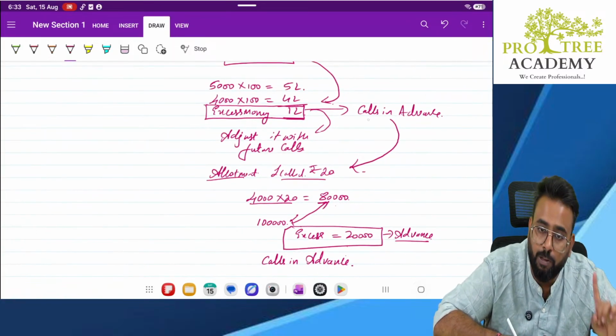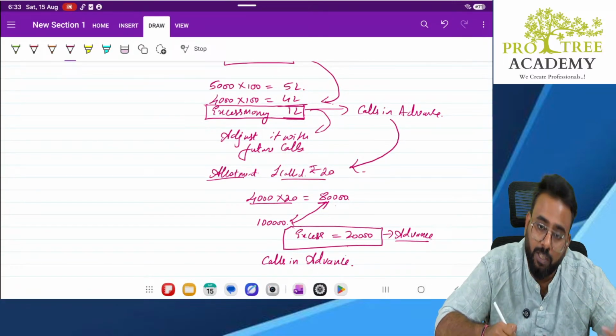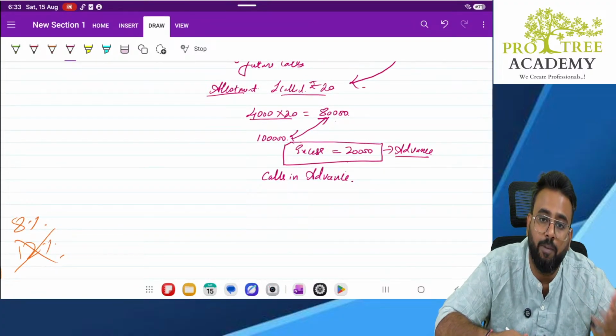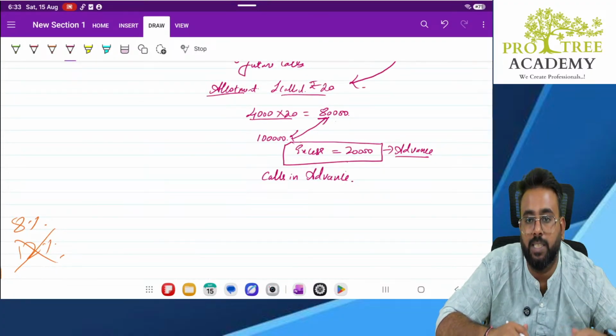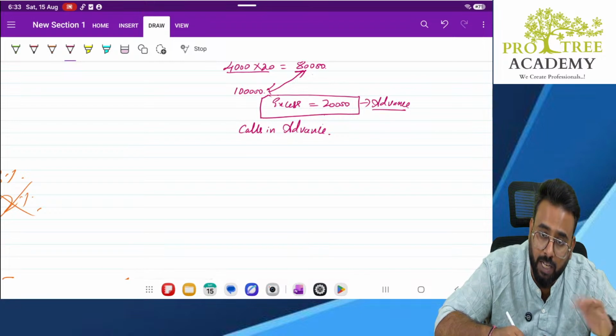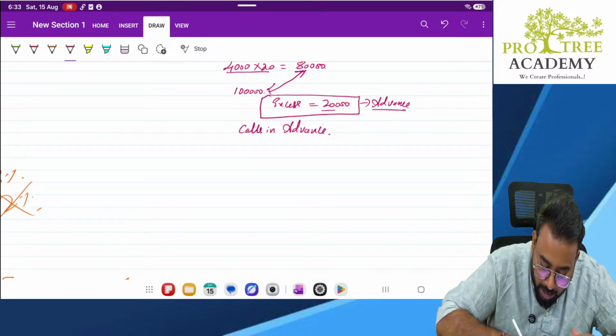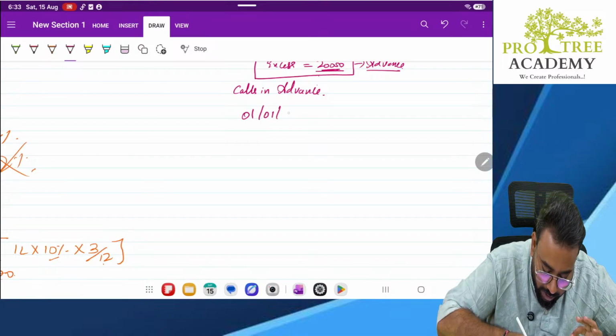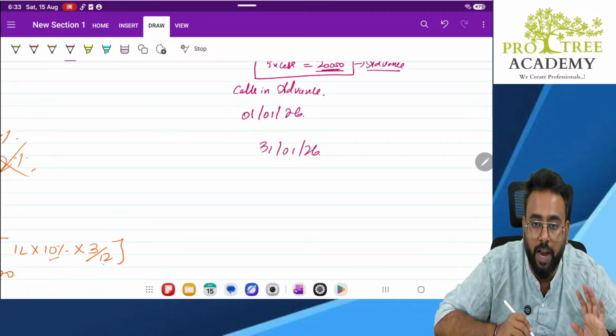So calls in advance will be used against future calls. See, I had calls in advance of 1 lakh, in future I made an allotment, so I called the money, so it was adjusted against that. Again in future, they will make the first call, second call, third call, and it gets adjusted against that. Correct? So after making the allotment, I still have a balance of 20,000. Suppose this balance was there from 1st January 2026 till 31st January, and I didn't make any call.